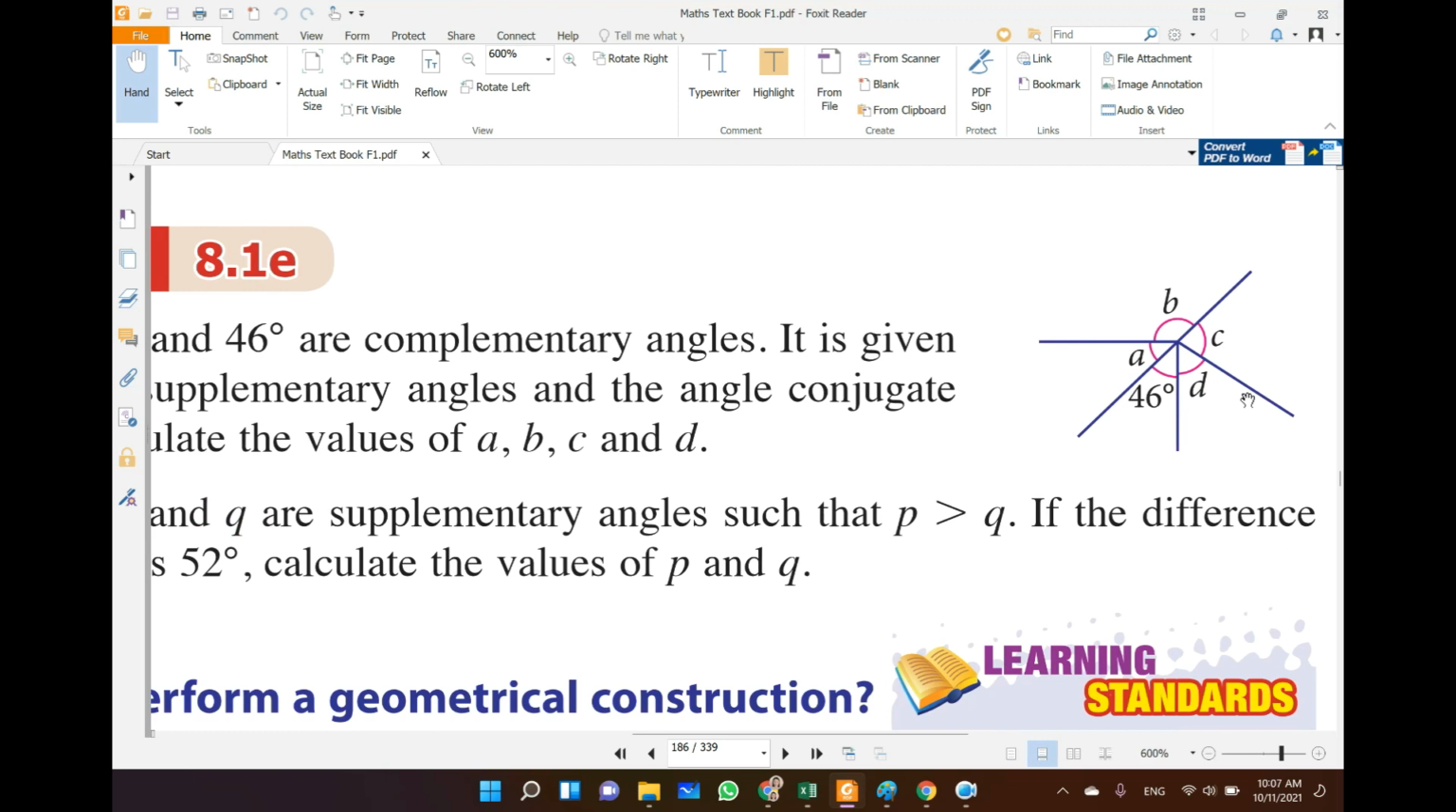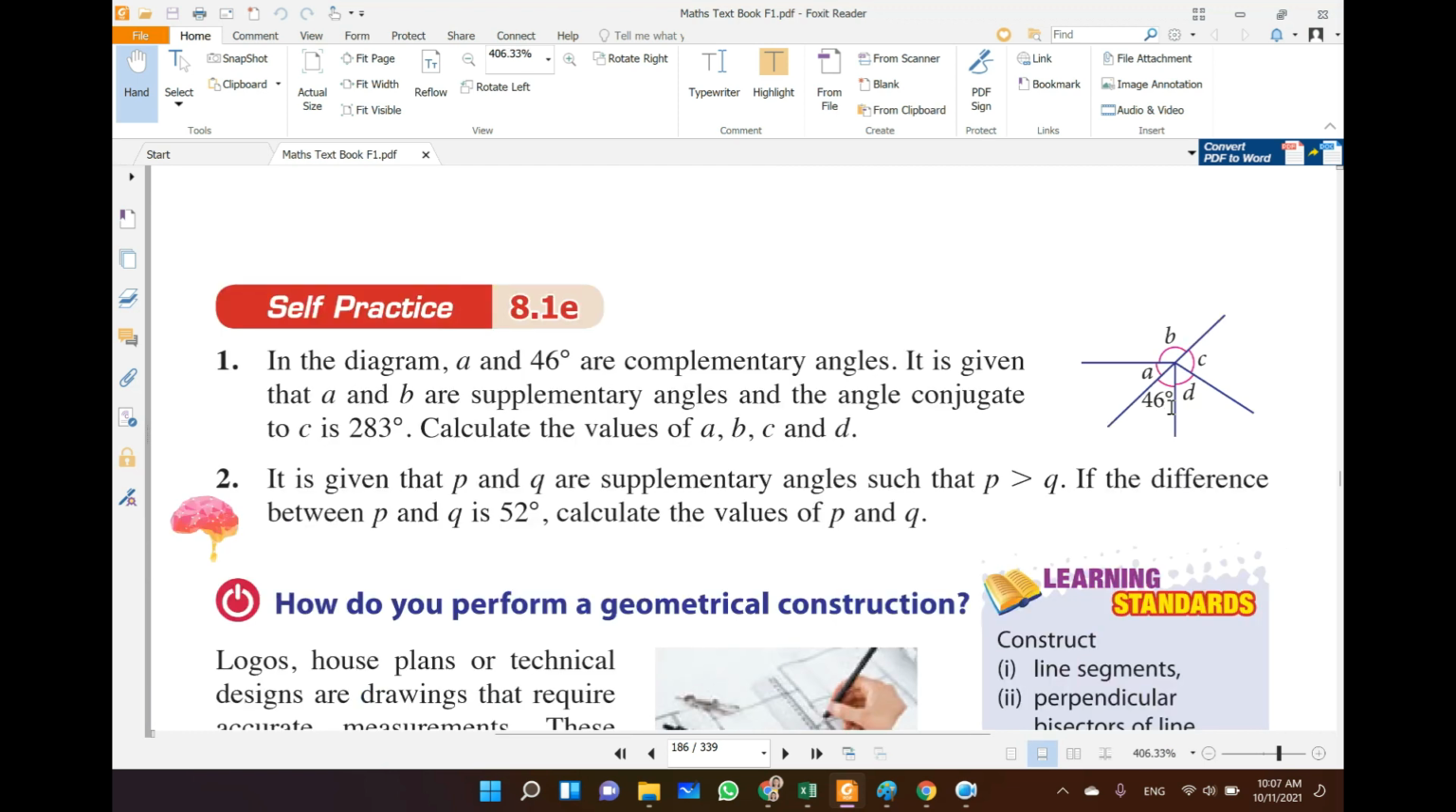Okay, let us try one example to let you refresh your mind on how to get the answer on this one. So this is self-practice at point 1E. In a diagram, A and 46 are complementary angles. So you look at the A over here, this is 46. If you're given this is a complementary angle, how do we get the value of A? Minus 90 degree. Very good. 90 degree minus 46, you get the value of A.